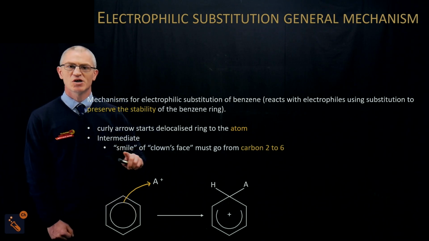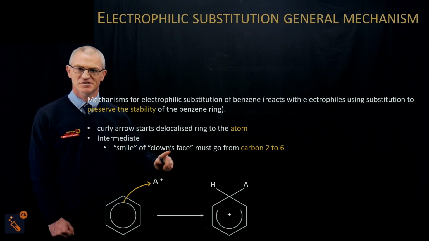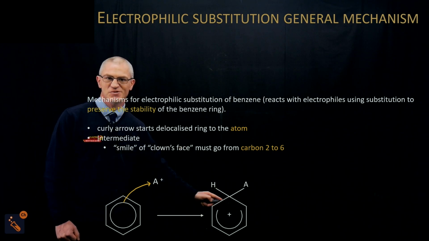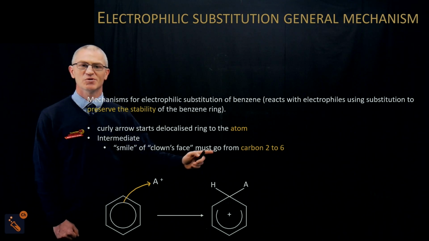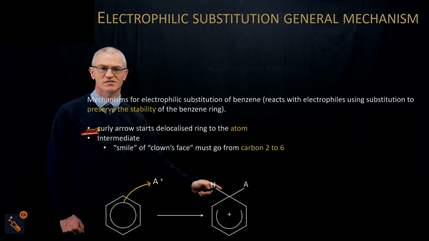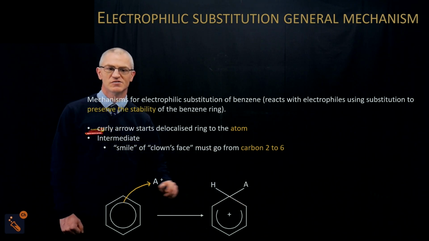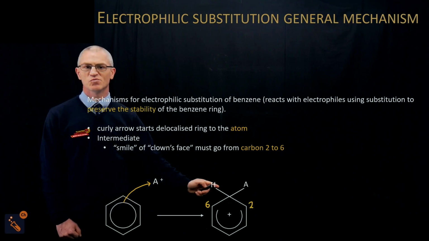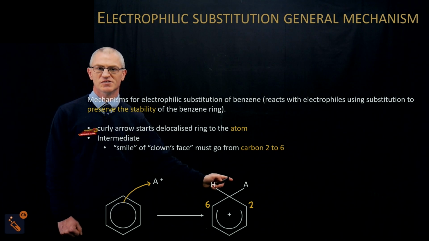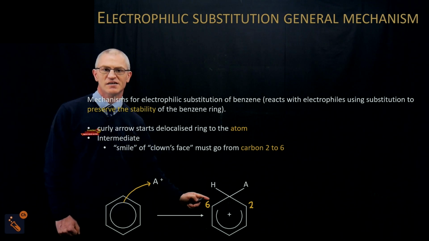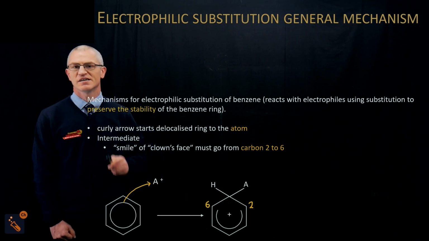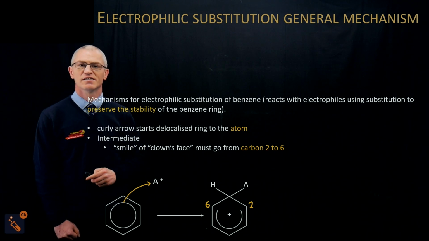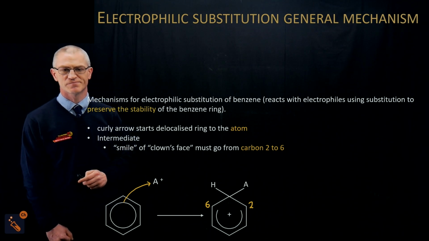And we call that the smile of the clown's face, essentially. So it looks a bit like a clown's face if you look at it with a plus. And it must go from 2 to 6. So this would be 2 and this would be 6. And it should be where the electrophile is joined on. So if the electrophile is joined here, then the circle here goes around where the electrophile is bonded.